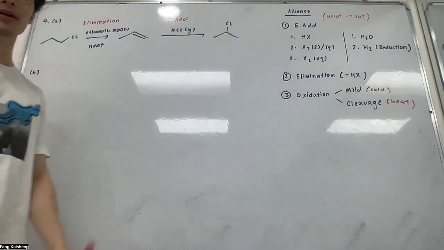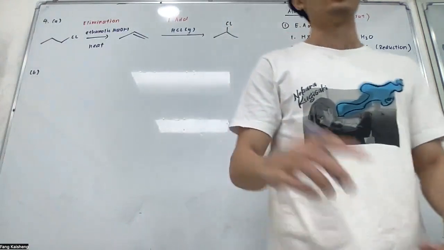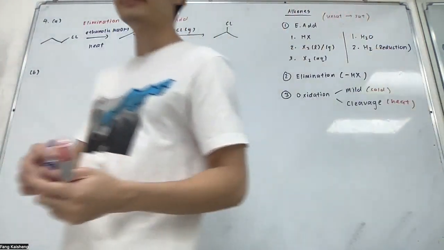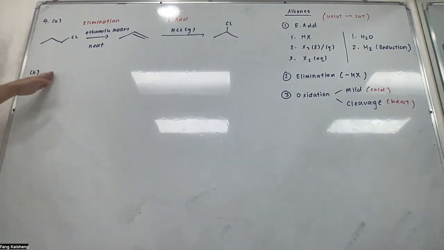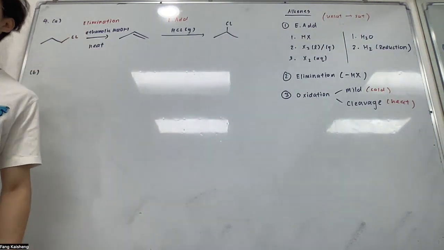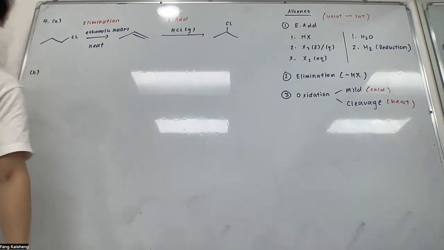Okay, we can try part 3 now. This one I'll give you guys a bit of time to try. For part B, again, draw the starting and final compound first. Don't just draw one, then you don't know what you are trying to lead towards.